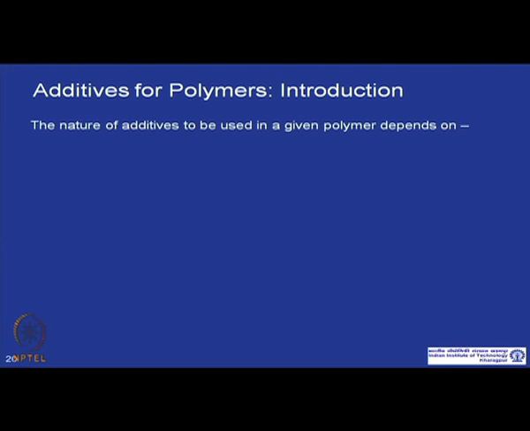Now, how do you choose additives for a particular polymer? The nature of the additives we must use depends on several parameters. For example, the composition of the polymer. The additives must be chosen keeping in mind the chemical composition of the polymer. The additive must be compatible, in the sense that it should not react with the polymer itself, or do any harm to the polymer that will deteriorate its properties.